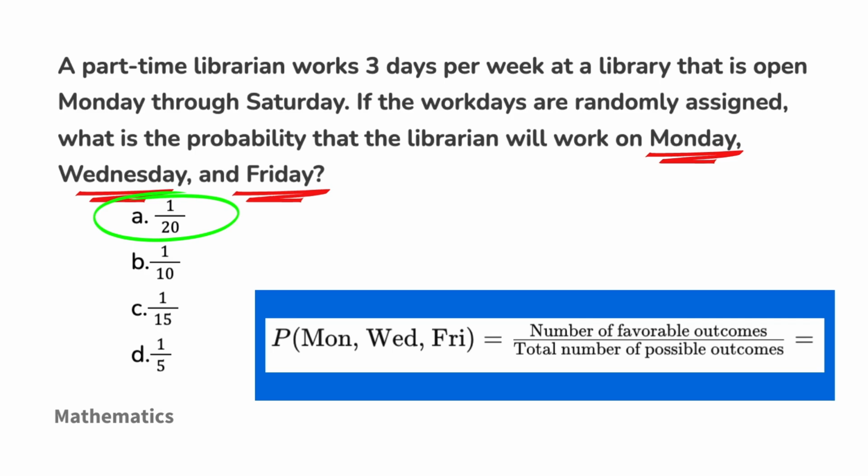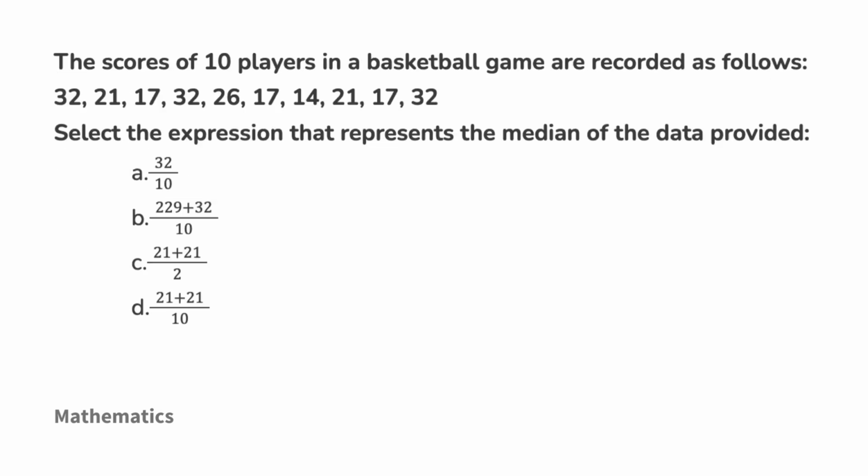Excellent. Moving on. The scores of 10 players in a basketball game are recorded as follows: 32, 21, 17, 32, 26, 17, 14, 21, 17, and 32. Select the expression that represents the median of the data provided. Pause the video here, folks. Try and complete this problem and come back when you're ready for the solution.